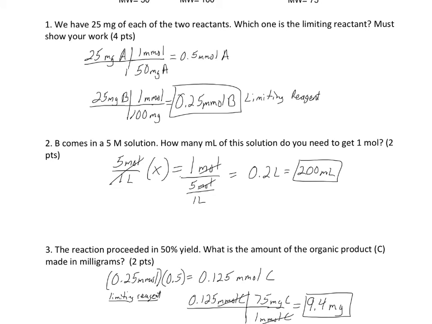Another way of thinking about this: if 1 liter is 5 moles, what's 20% of that, or 1 divided by 5? I want 1 mole of a 5 molar solution. It's 200 mils. So you need these 200 mils to get that 1 mole.